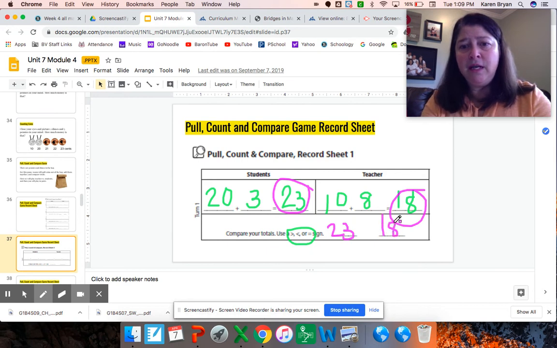And now I need to pick out greater than. Is 23 greater than 18? Or would it be 23 is less than 18? Or would it be 23 is equal to 18? It's going to be greater than. So I'm going to use my greater than sign. Remember, the open mouth is going to eat that biggest number no matter which side it is on.